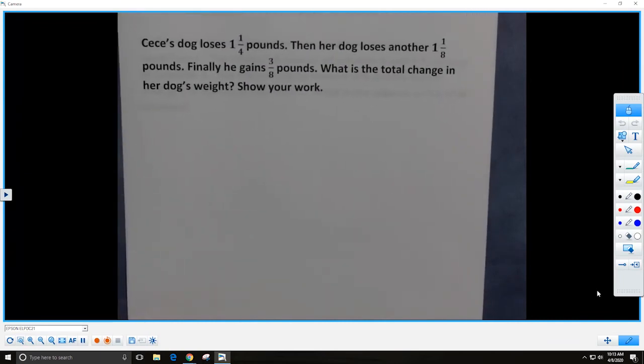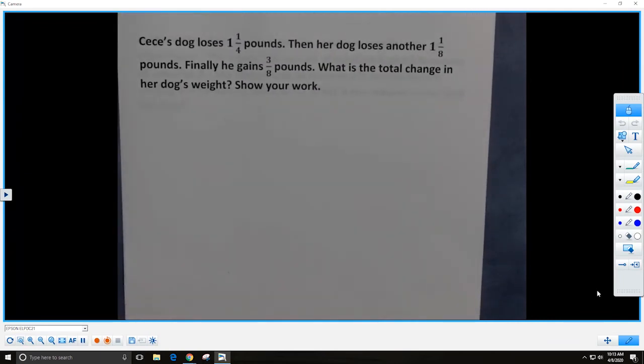So here's our next problem. Cece's dog loses 1 1/4 pounds. Then her dog loses another 1 1/8 pounds. Finally, he gains 3/8 pounds. What is the total change in her dog's weight? Show your work. Remember to think about the different strategies you can use to help you understand and solve the problem. When you finish, check to make sure your answer makes sense. I'm going to pause for about a minute while you work this out and think about whether your answer makes sense, and then we'll come back together and solve this.